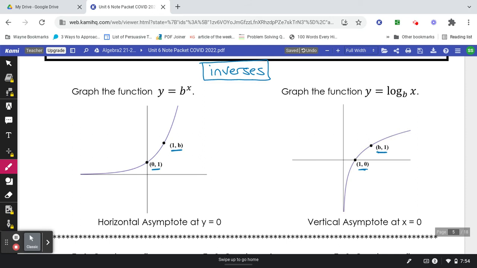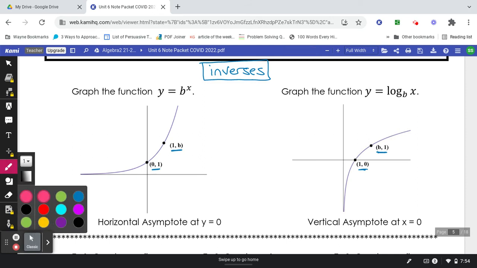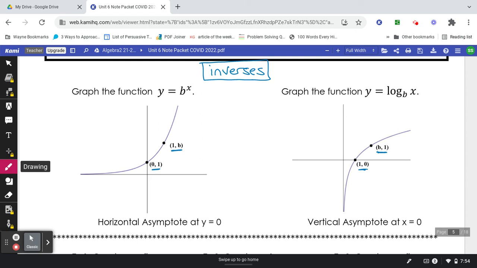You do have what we call a horizontal asymptote line at y equals 0. So take your pen or pencil and just go ahead and draw a line right across there at 0. And then straight up and down, you have a vertical one for the log. So even the lines kind of switch.